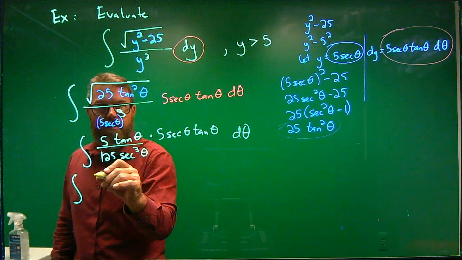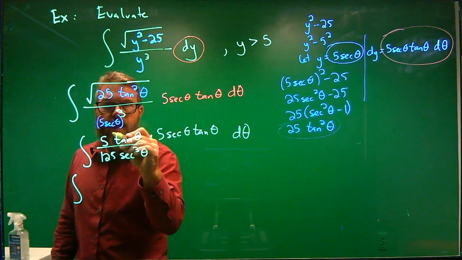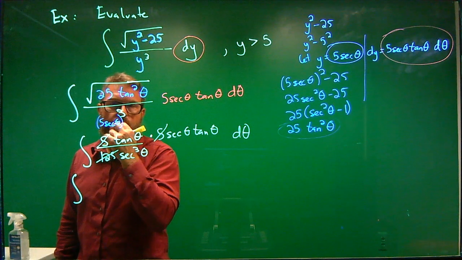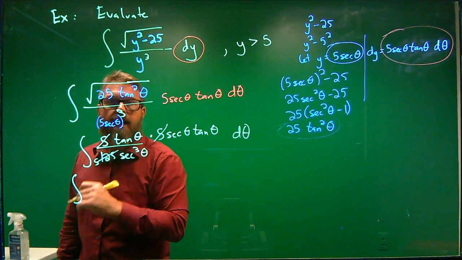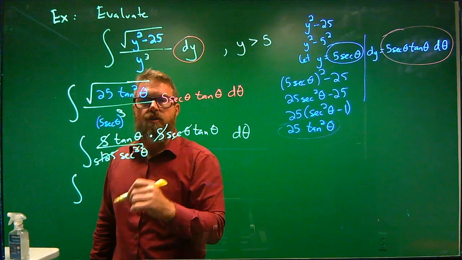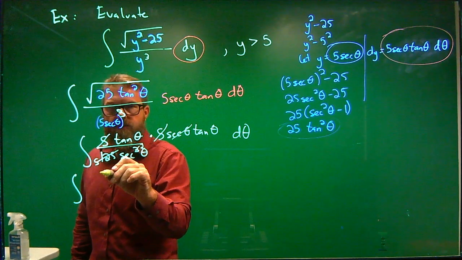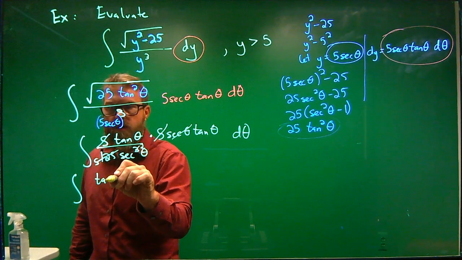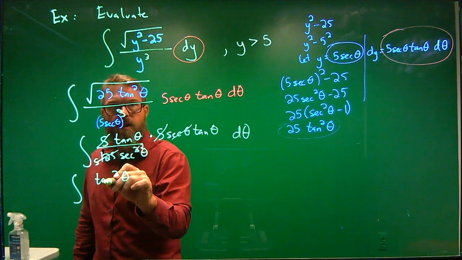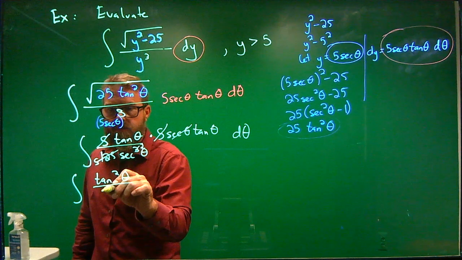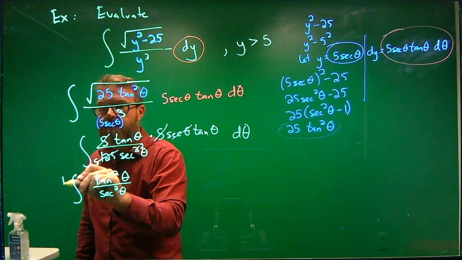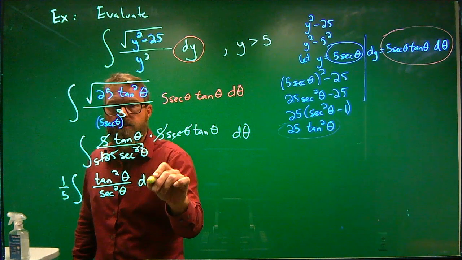So this is going to be equal to 5 times 5. I'm going to cancel these, so that's 25, and that is 25 times 5. So this will just become 5 on the bottom. One of the secants will cancel, so this will become a 2, and then I'll have 2 factors of tangent. So this is going to be equal to tangent squared of theta all over secant squared of theta. I still have a 5, so I'm going to pull out that 1/5, and this is d theta.